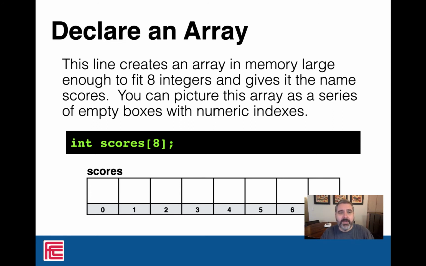So here we create int scores 8. That creates a continuous part of memory that will hold up to 8 different integers. Now, by the way, I'm showing them as blank, but that's actually not true. C++ doesn't actually zero out all the values like other languages do. If you wanted to do that, you would have to ask for it. C++ doesn't do anything you don't ask it to do. That's an advantage and a disadvantage.